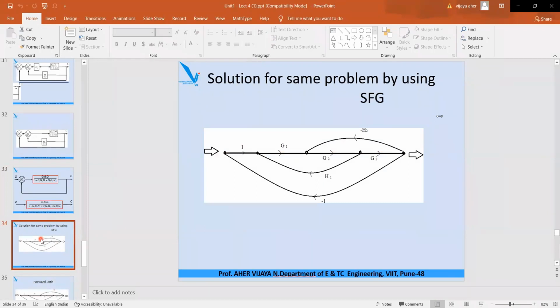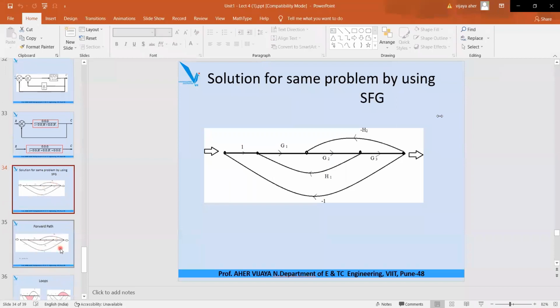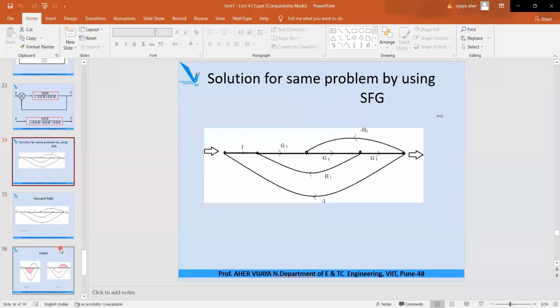Draw the block diagram. Draw the same block diagram. And for same block diagram, draw the SFG. And please cross check it. Now see how many forward paths are there, how many loops are there. So there is only one forward path.